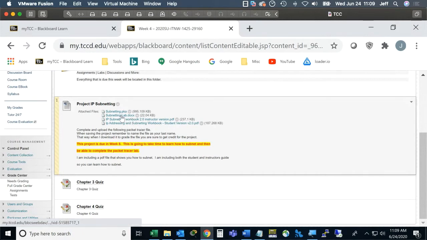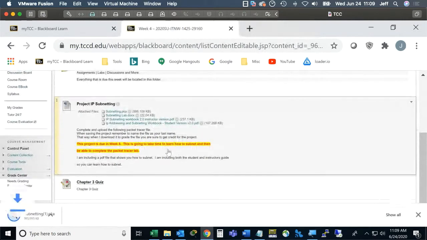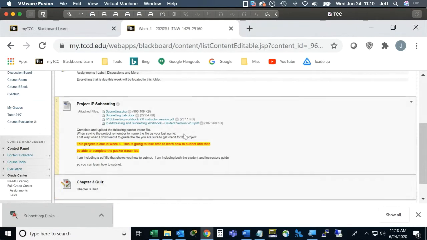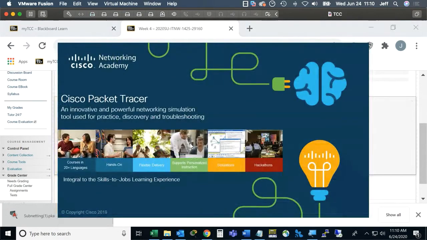In this lab, you'll create the Packet Tracer, and let me go ahead and launch this and show. Like I said, you have till week 8 to finish this, but it's going to be a challenge. It's supposed to be as challenging as the packet was.